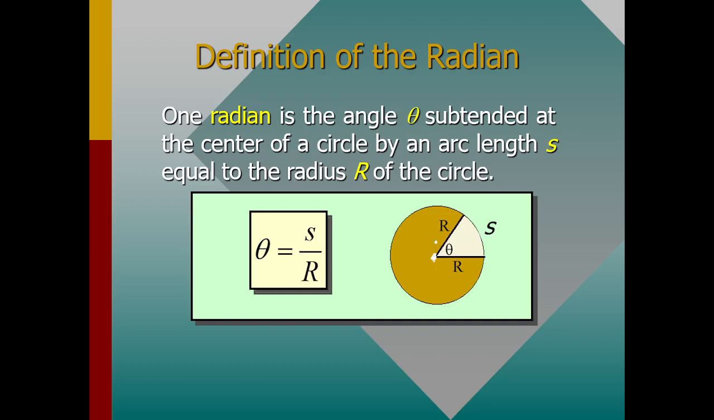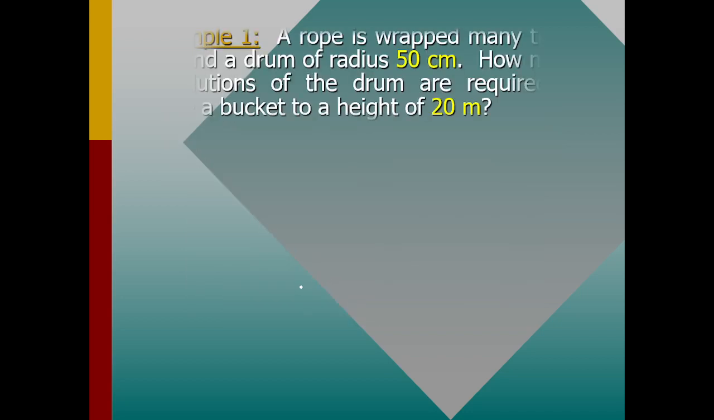From this definition, we can come up with the formula for finding the angular displacement. Please take note of the formula. Angular displacement is simply equal to the arc length over r. That is how you can find the angular displacement.